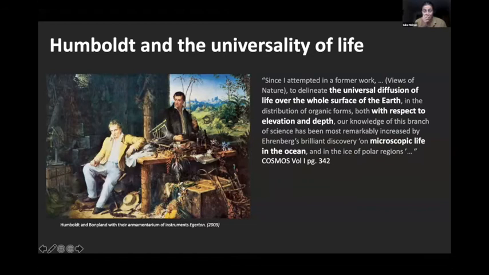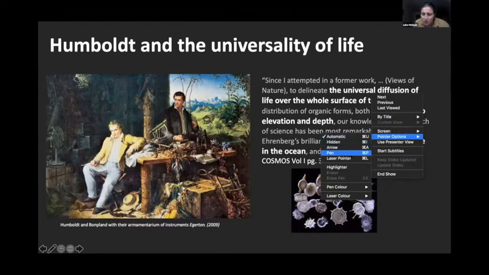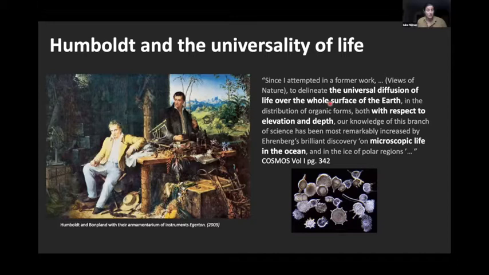And I came up with this small section from Cosmos. And you can see, don't worry about reading the whole thing. I'm going to read you the key bits that I want you to think about. And the first is that he's saying, the universal diffusion of life across the whole surface of the Earth. I'm going to pull up a laser pointer here. And there, I think he's talking about what we might describe as biogeography, things diffusing across. Here he goes on to talk about with respect to the elevation and depth. So he's thinking not only about things changing their distribution, but how that relates to the things that we can measure. In his case, he's thinking about elevation and depth, but I often think about things like temperature or salinity. And then finally, he's talking about microscopic organisms in the ocean.